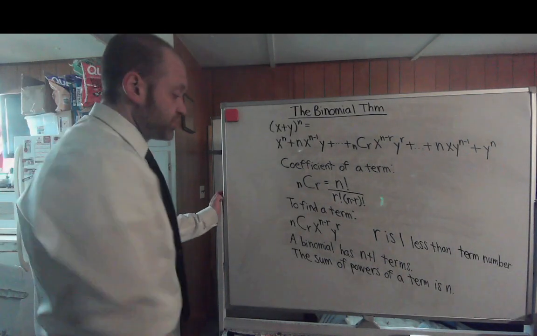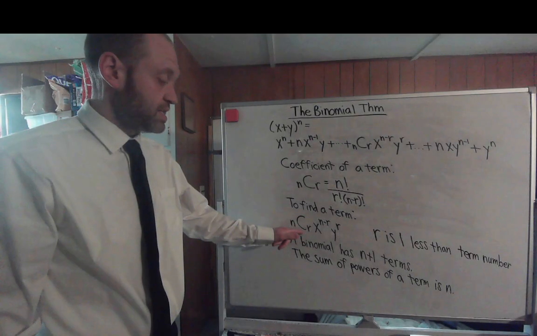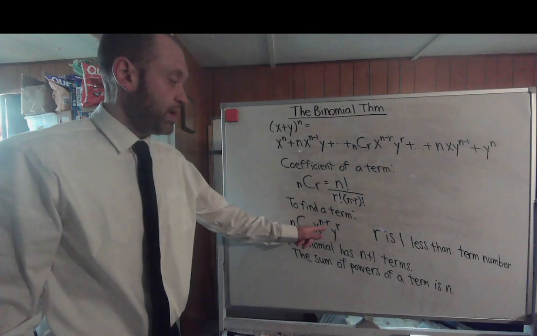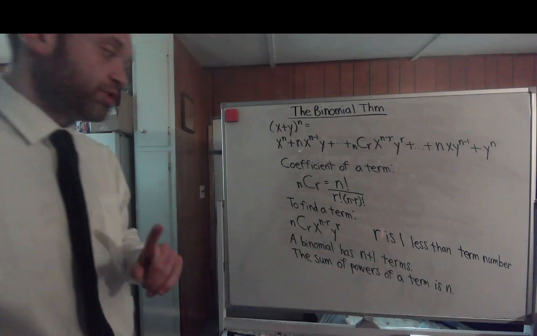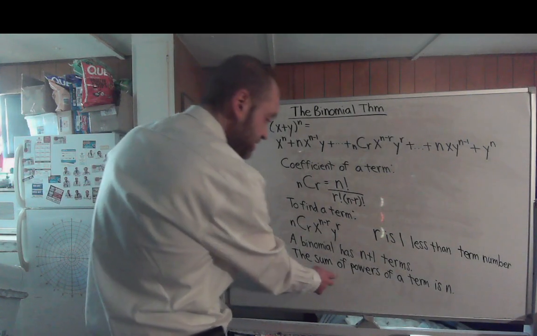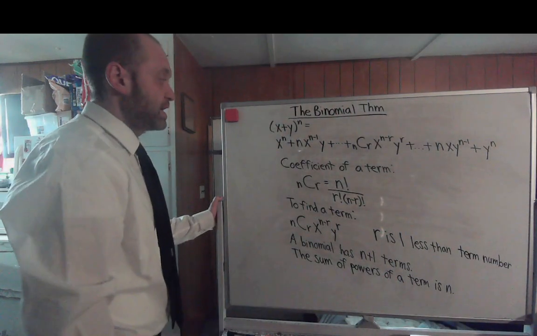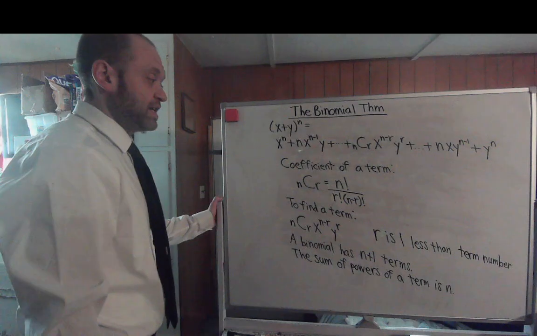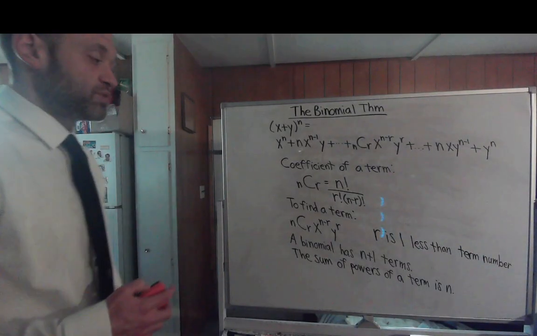And to find a particular term, you of course need to find the coefficient times, in this case, x to the n minus r power, and then y to the r, where again r is one less than the term number you desire to seek. But no matter what term you're on, if you take the sum of your x and y powers, they should always equal n. So that's how you'll know you're on the right track. Now, I know this seems scary, but it's really not that bad.